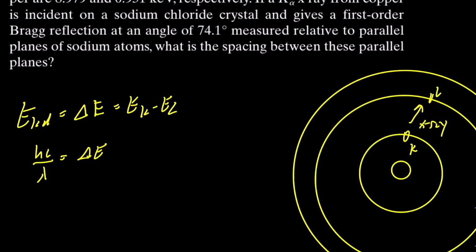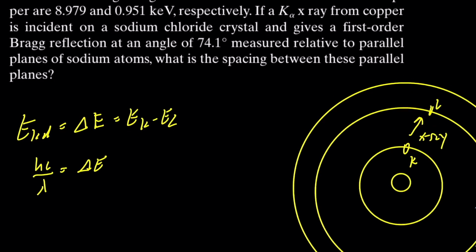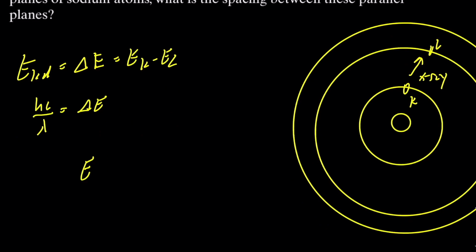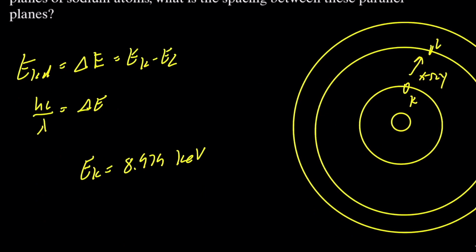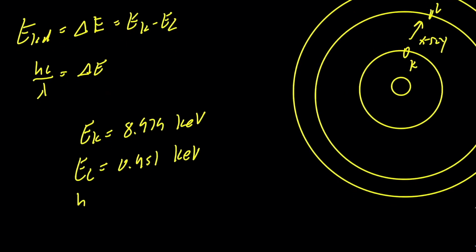Now it makes sense for the change to be negative because it's going one shell up, so therefore the energy should be negative. And we are given such values that E of K is equal to 8.979 keV, and E of L is given as 0.951 keV. And we know Planck's constant, and we also know the speed of light.